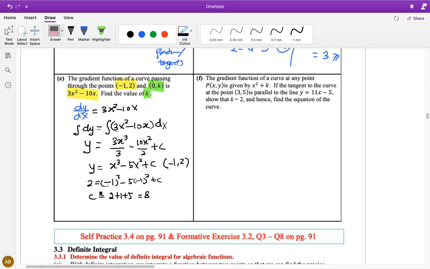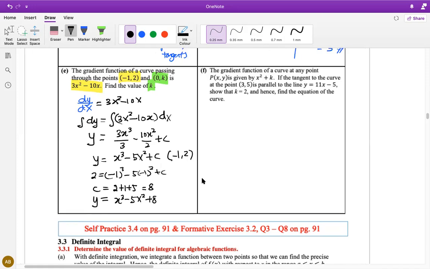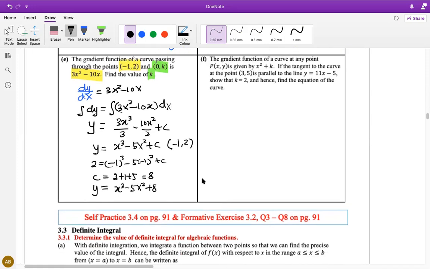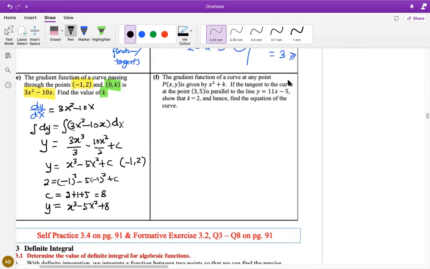Okay. Therefore, I want to find my y. So my y is x cubed minus 5x squared plus 8. All right. So how to get the value of k? Okay, you can stop the video for a while, then you try by your own, right? So how to get? Put 0, k in. So I will get y equals to 8, because when x equals to 0, y, okay, you do it by yourself, okay?